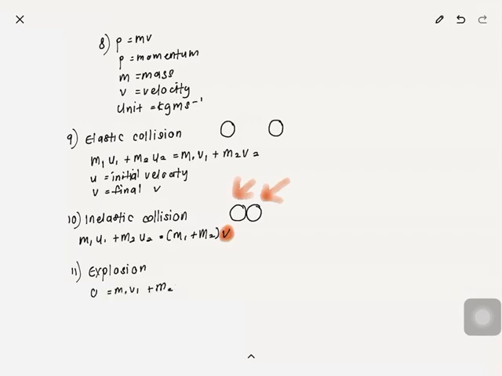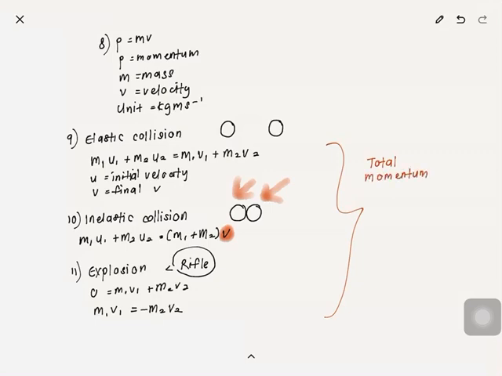And then next we have explosion. The formula for explosion is 0 = m1v1 + m2v2. You can move one of these to the other side, which makes it m1v1 = -m2v2. And this is usually seen for rifles or guns. Based on the situation, you will have to judge whether it's an elastic or inelastic collision, and then apply the formulas accordingly. In all three conditions, the total momentum is conserved.